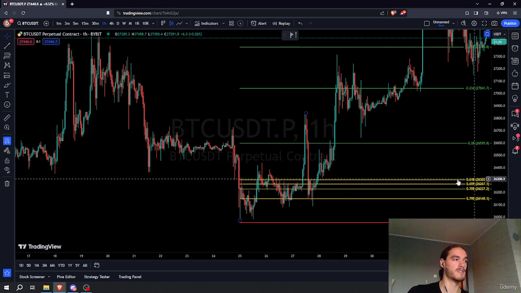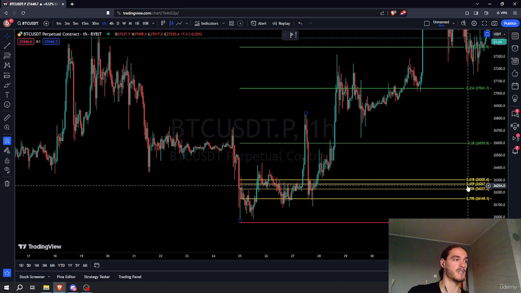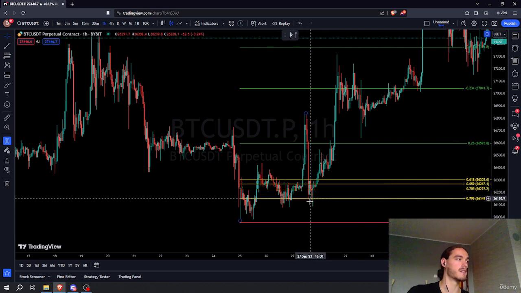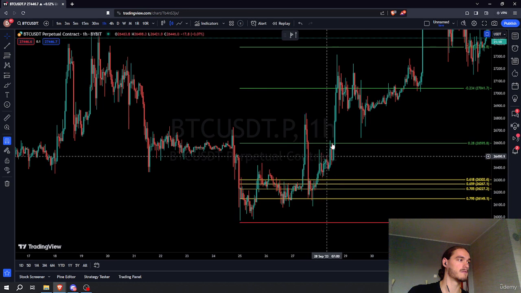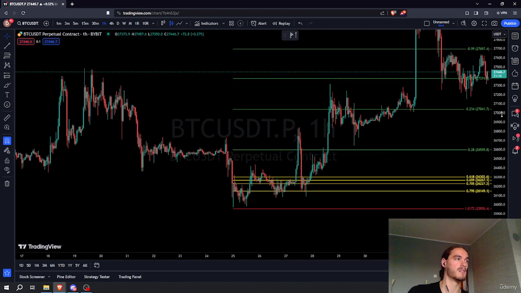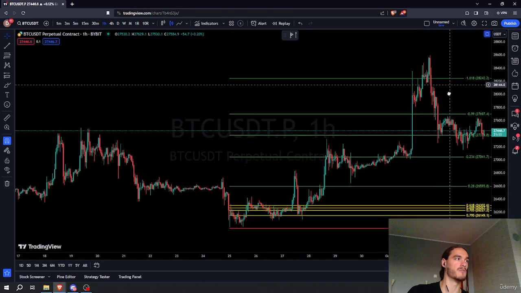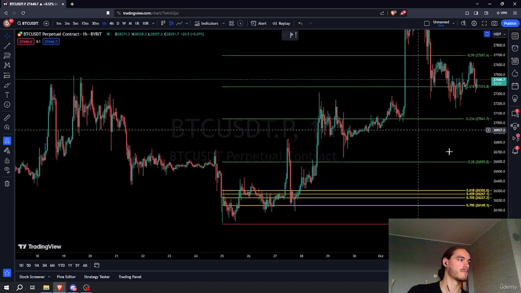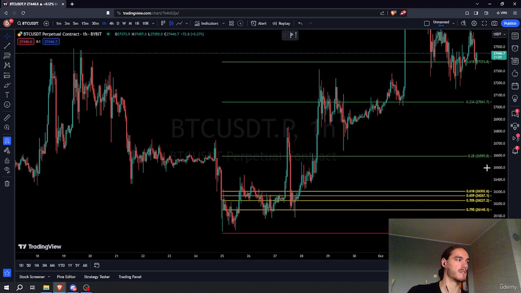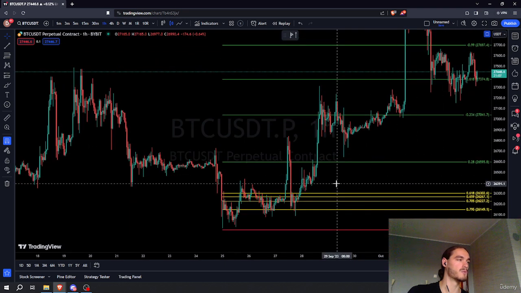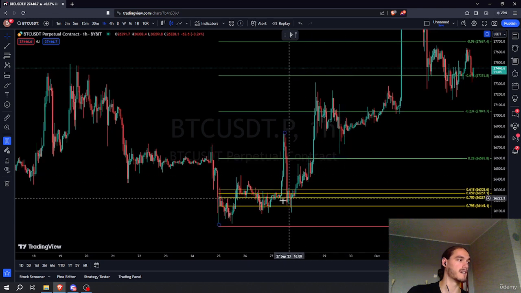Set the limit orders to our Fibonacci levels, get filled, and take profit has been hit. Take profit 1, take profit 2, 3, 4, 5. If you trailed your stop loss, this would have worked really nicely.